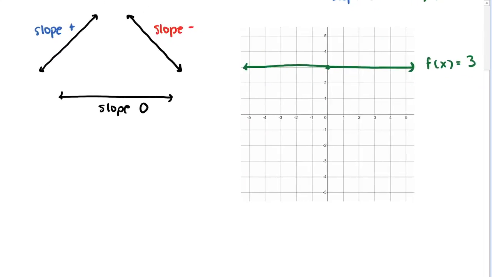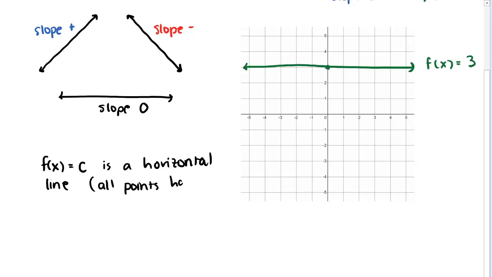So here I just want to say that f of x is equal to c. In general, if we have the equation in the form f of x is equal to just a constant, we've got a slope of 0 here, we've got 0 sets of x involved in this equation. This is a horizontal line. All the points on the line have a y value, or an output value, of c.